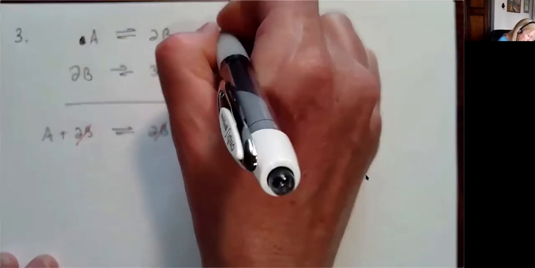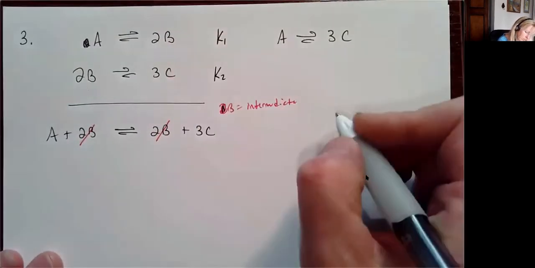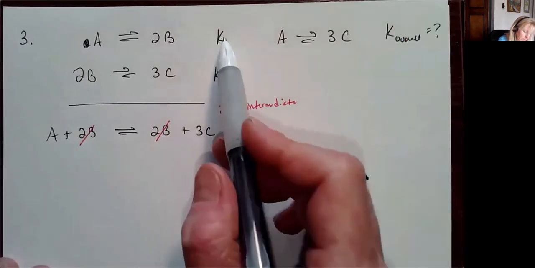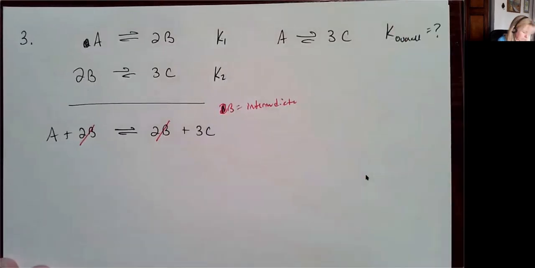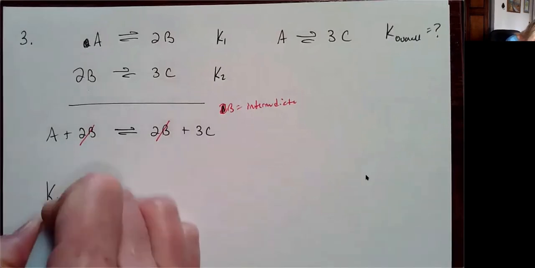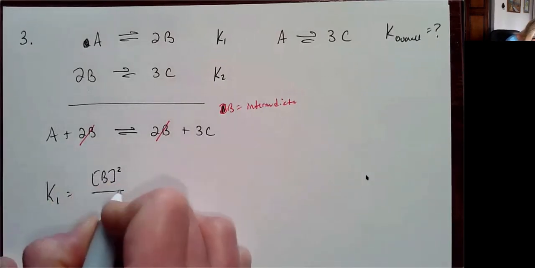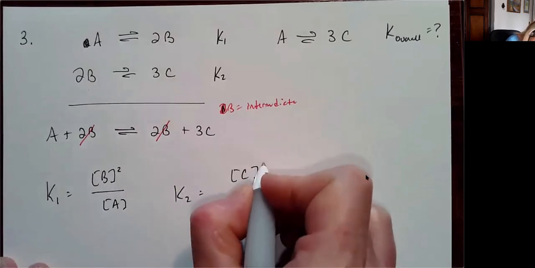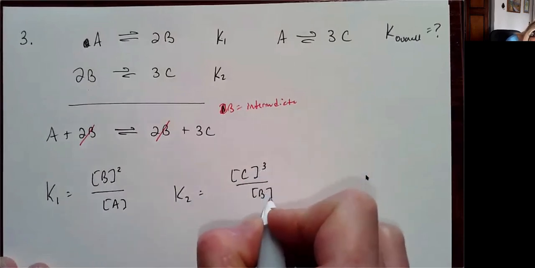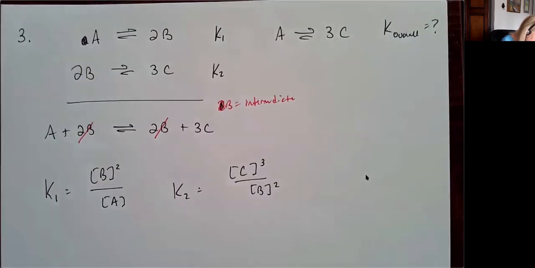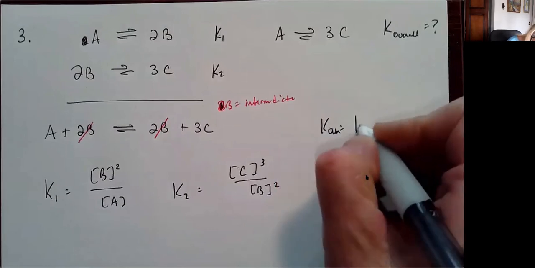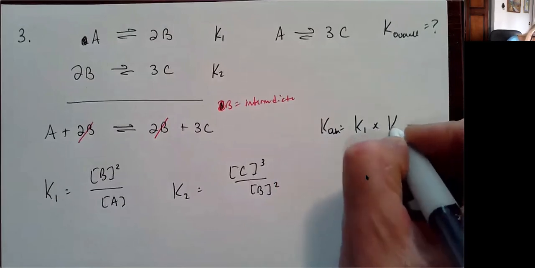This would be K1 and this would be K2, and I want to know what is K overall. So I'm going to take 1 and 2 and combine them together. K1 looks like this, B to the 2nd power over A. K2 is C cubed over B squared. And then if I want to know K overall, I could just multiply these two together. So K overall is equal to K1 times K2.